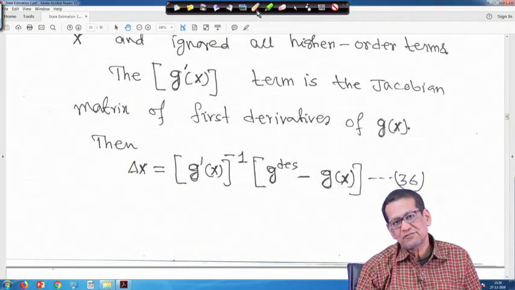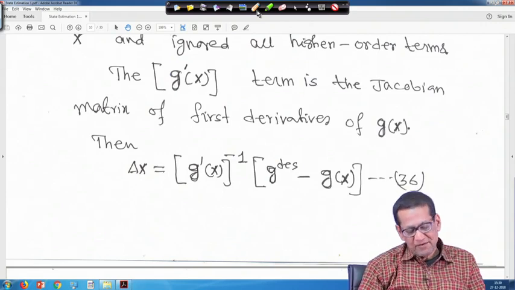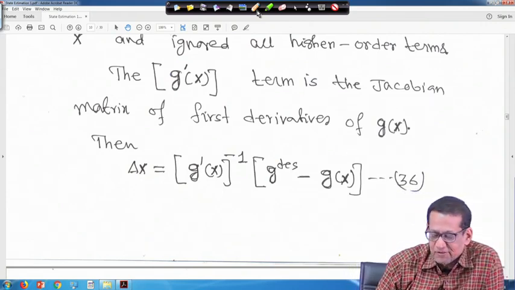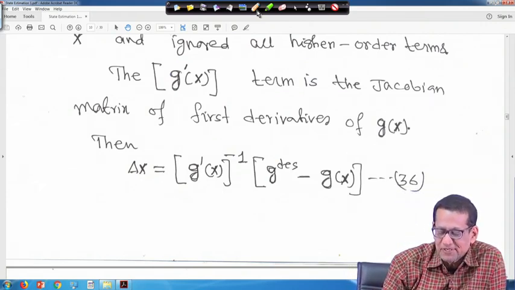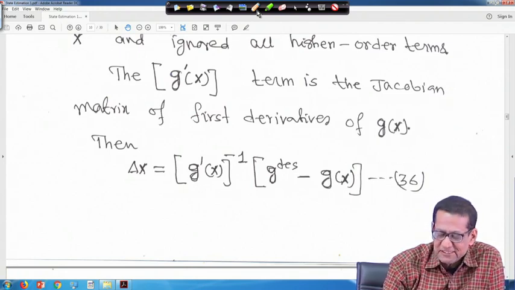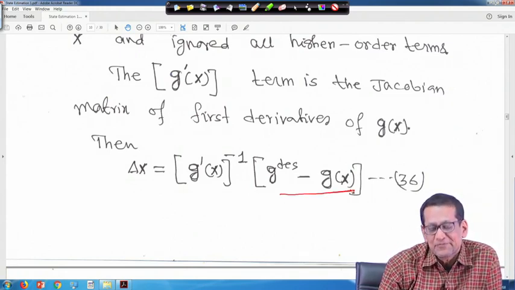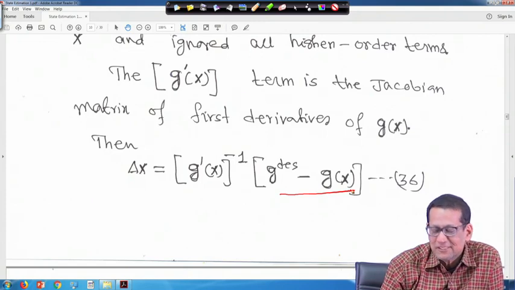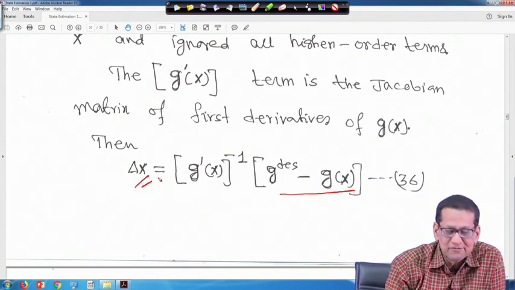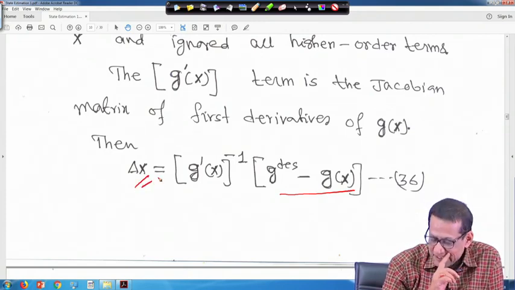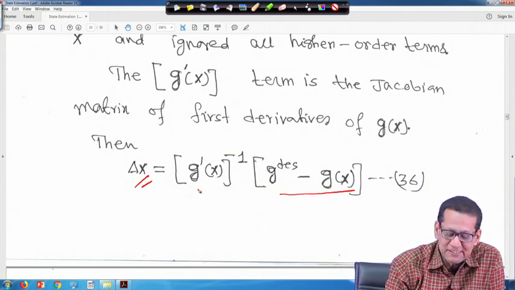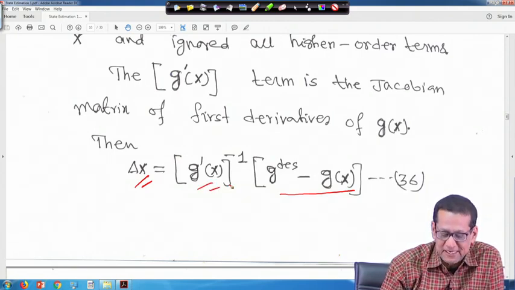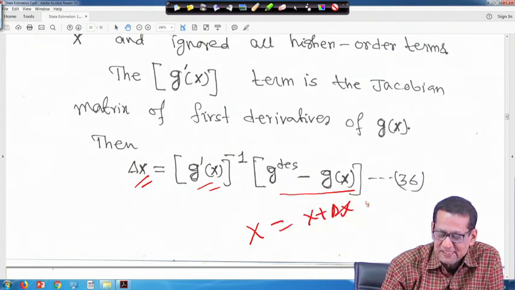That means when you start with some initial values, every time you have to force g(x) to become g desired. When g(x) is equal to g desired, the solution has converged, and at that time delta x will become 0. So first you have the function g(x), take its derivative and iterate, and in general you update x equal to x plus delta x in every iteration.